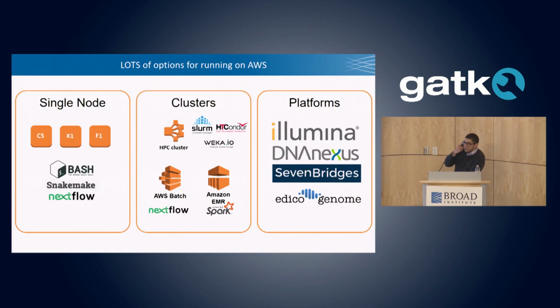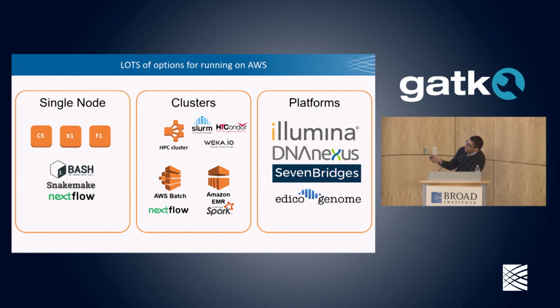Because if nothing else, there's a lot of options in AWS for running GATK from a single node, where you can create your bash scripts, or use other workflow systems like SnakeMake or Nextflow along with the CLI tools. I'll cover Cromwell in a second. It's just not put on here for a particular reason.